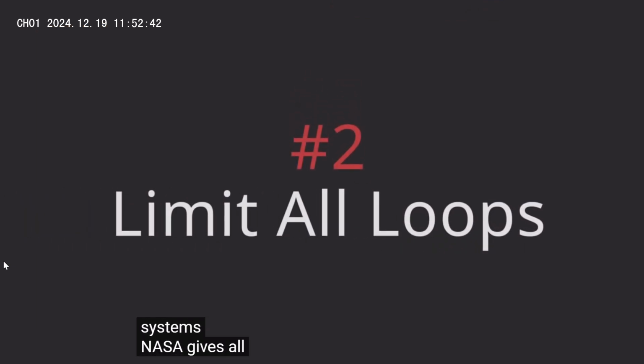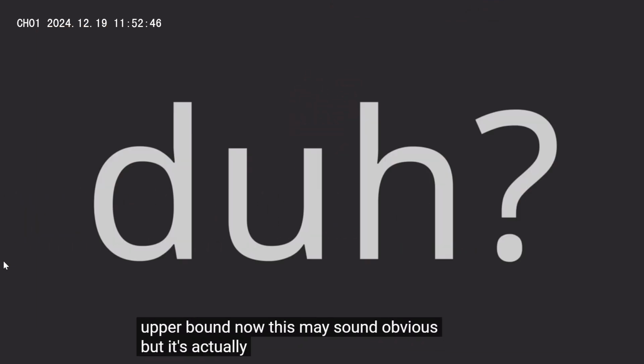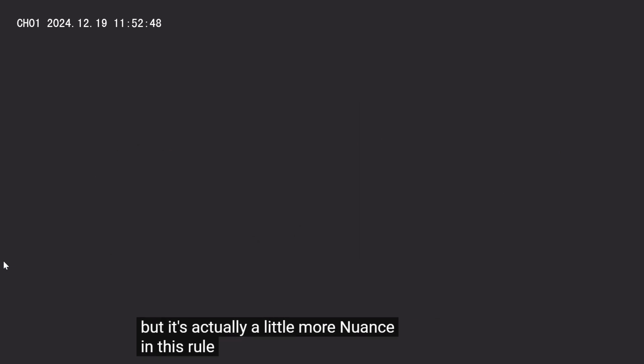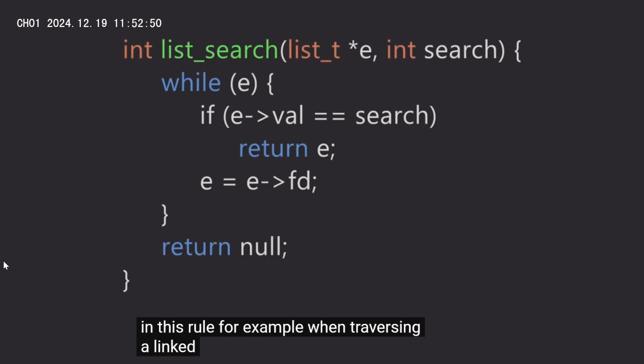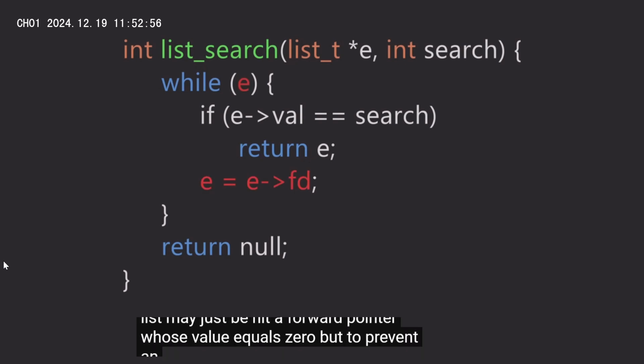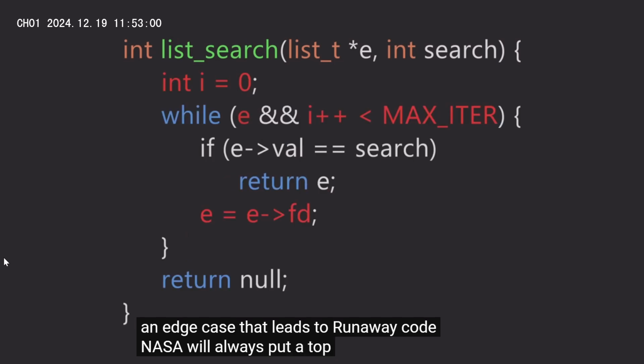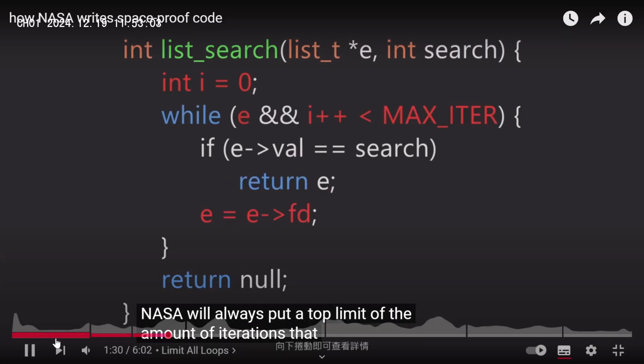NASA gives all of its loops a fixed upper bound. Now, this may sound obvious, but there's actually a little more nuance in this rule. For example, when traversing a linked list, the end case of the linked list may just be that a forward pointer's value equals 0. But to prevent an edge case that leads to runaway code, NASA will always put a top limit on the number of iterations of a linked list traversal.